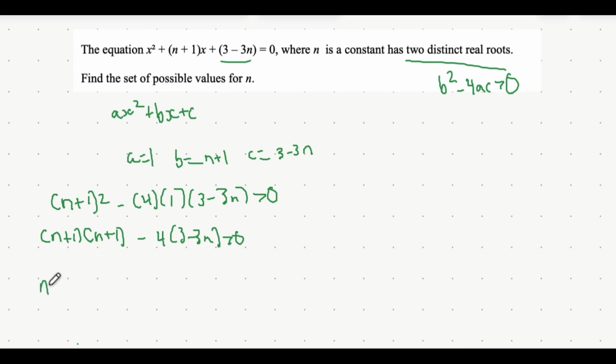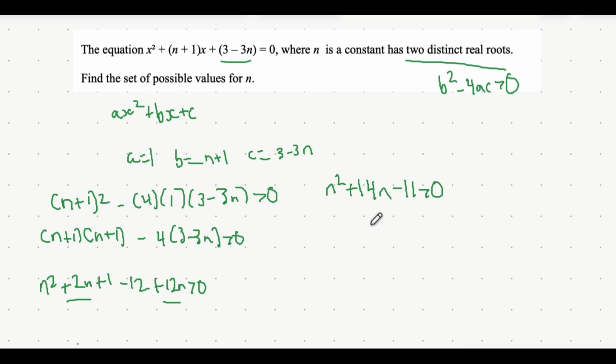n times n is n squared, n times 1 is 1n, 1 times n is also 1n. So those would add to give you 2n. 1 times 1 is 1, minus 4 times 3 is minus 12, minus 4 times minus 3n is plus 12n. And that's all larger than 0. When you collect like terms, 2n plus 12n is 14n. So we can write after that n squared plus 14n. And then adding the whole numbers, 1 take away 12 is minus 11, is all larger than 0.